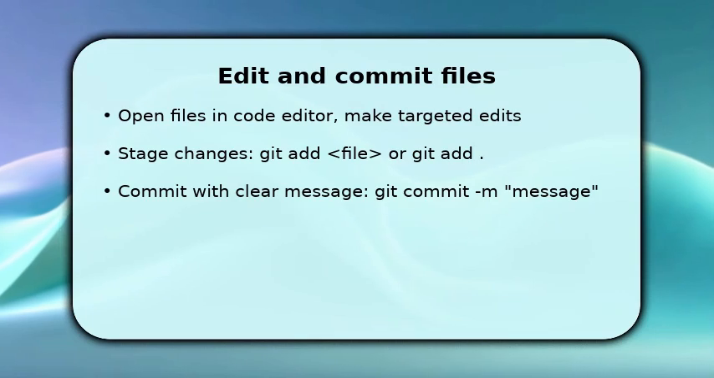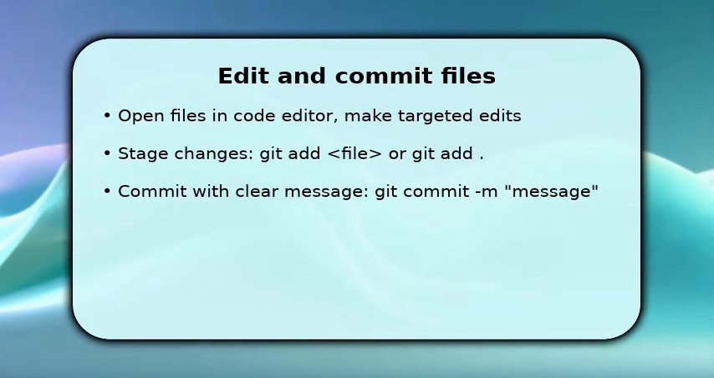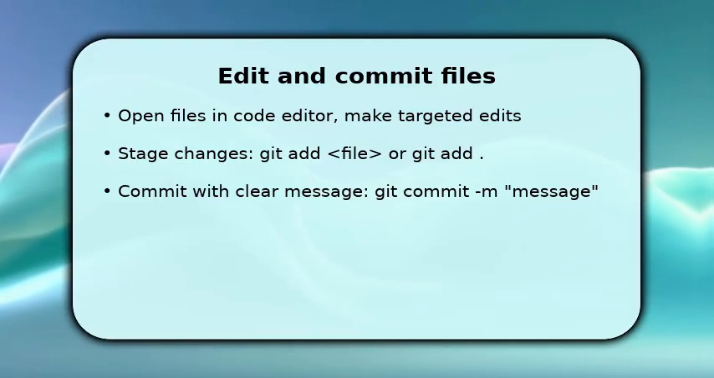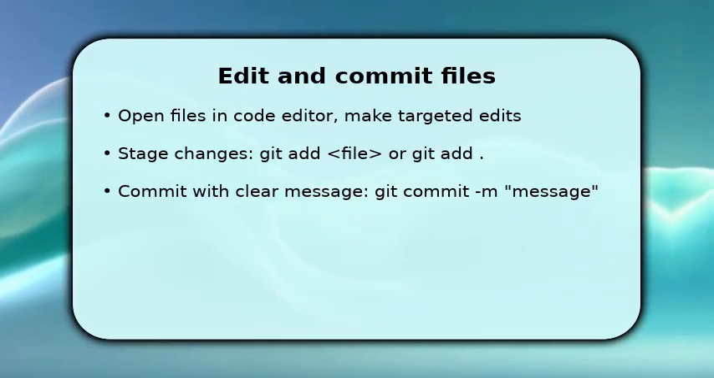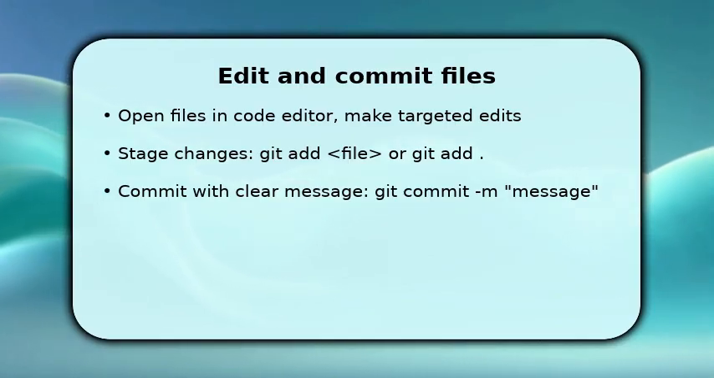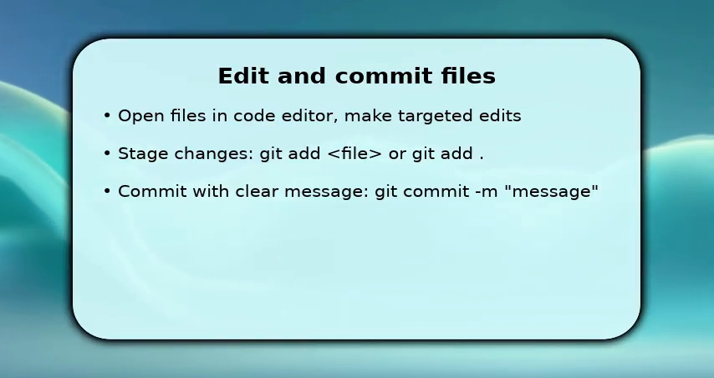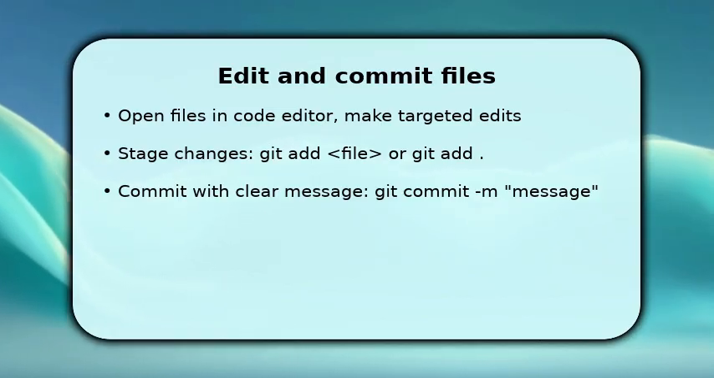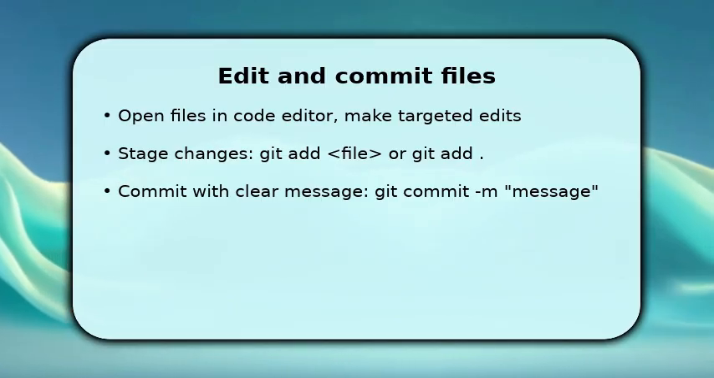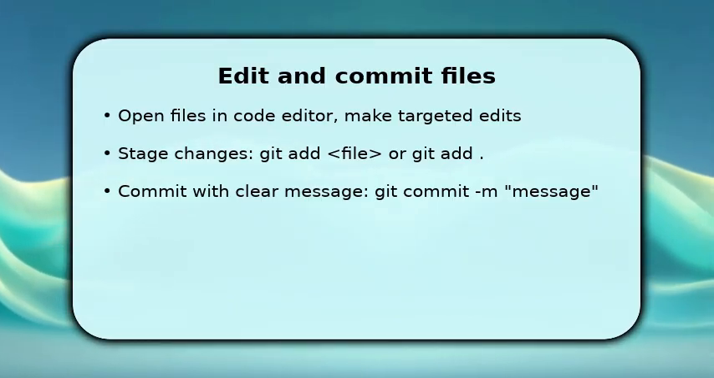Now edit the files in your code editor. Focus on one logical change per commit so history stays clear. Once edits are ready, stage them with git add for specific files or git add . to include all updated files. Avoid adding unrelated changes. Next, commit using git commit -m with a concise message describing the what and why. Push your branch to GitHub with git push origin <branch-name>. This sequence tracks intent and enables easy review by collaborators.